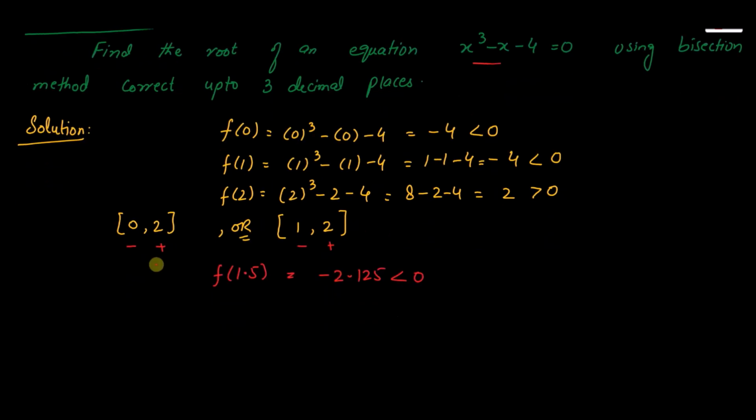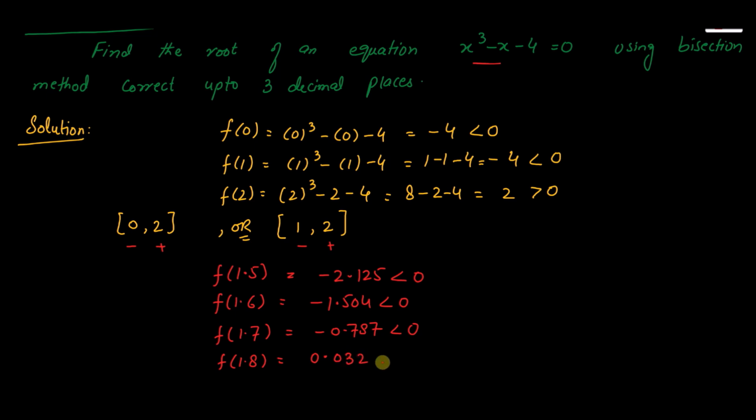We need to substitute the next values in order to find the pair. For 1.6, we again get negative 1.504, less than 0. Next, negative again, so I'm going to try 1.7. I'll get negative 0.787, which is also less than 0. Next I'm going to substitute 1.8, and on 1.8 I get 0.032, which is a value greater than 0.